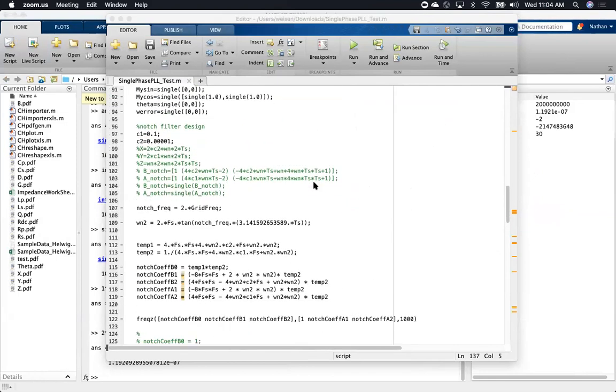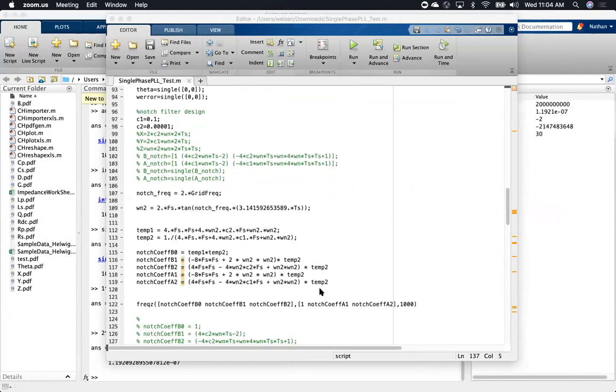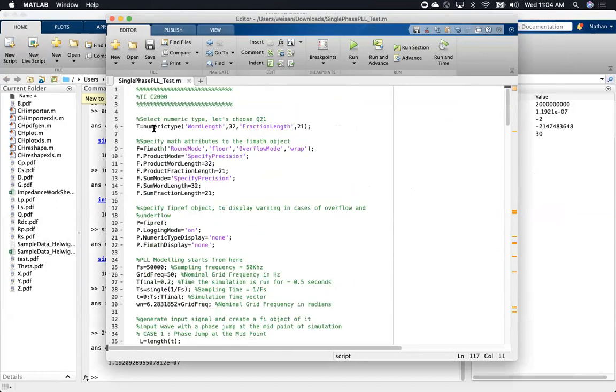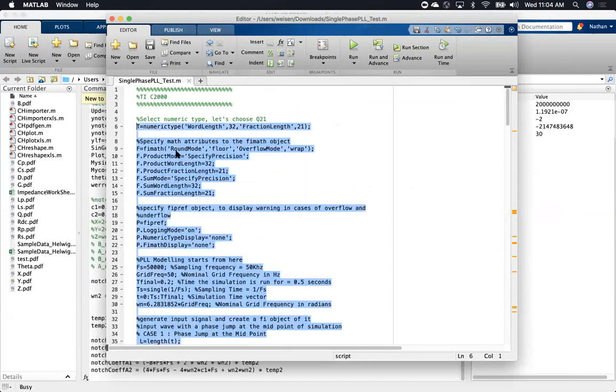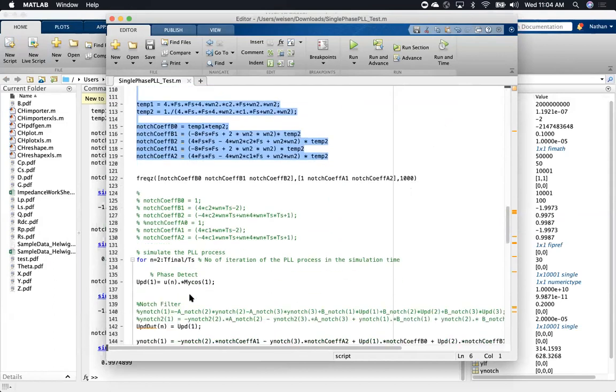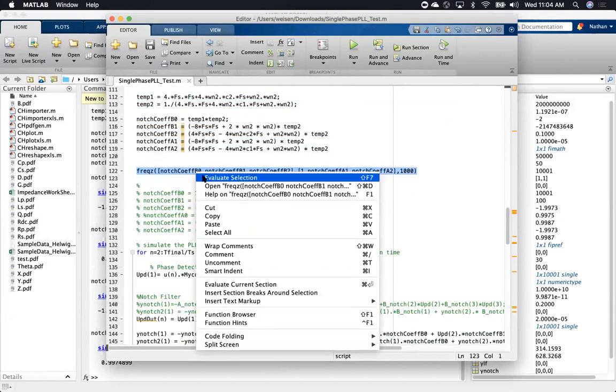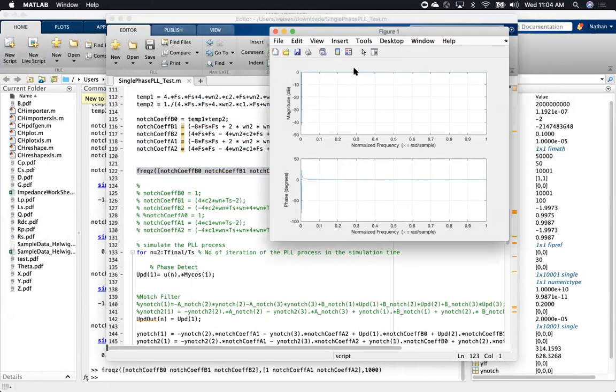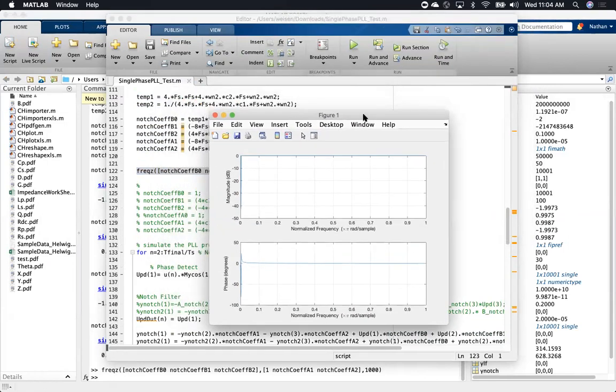So what I'm going to do first is talk about this notch filter here. And so let me get this running. And then, okay, so I built a notch filter. Let's just take a look at this. There's a beautiful command in MATLAB called freqz, F-R-E-Q-Z, that will give you essentially the Bode plot, if you will, of a digital filter. And I'll explain what's going on here in a second.